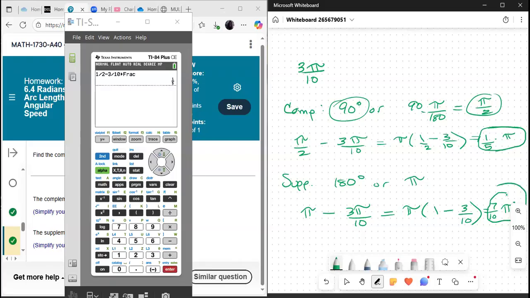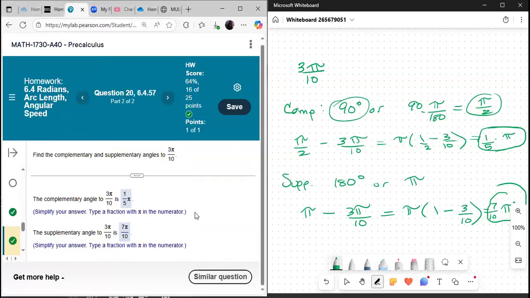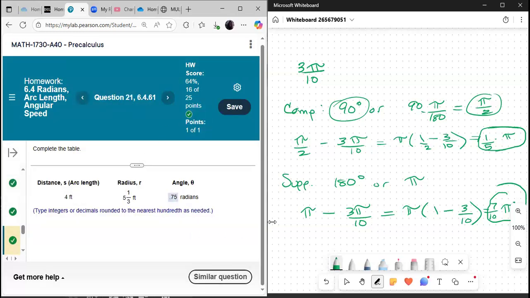Okay, so the supplementary angle would be 1/5 pi. The complementary angle is 1/5 pi. The supplementary angle is 7/10 pi. Okay, that's number 20. I think I'll go down to 21 here.